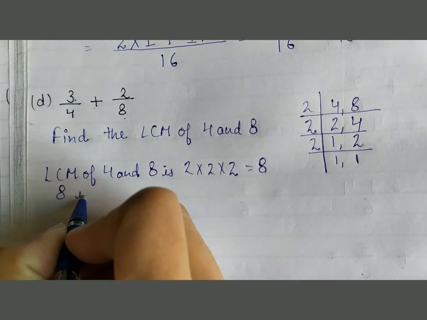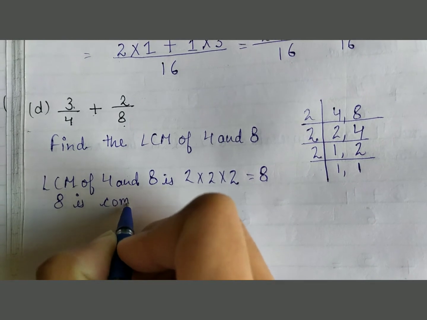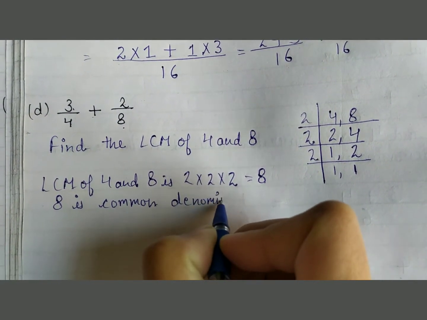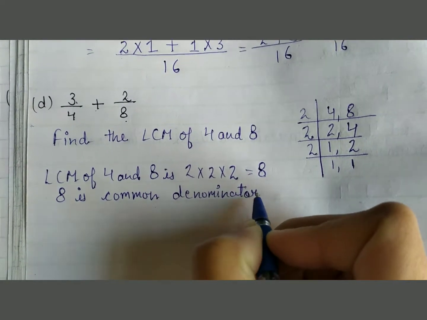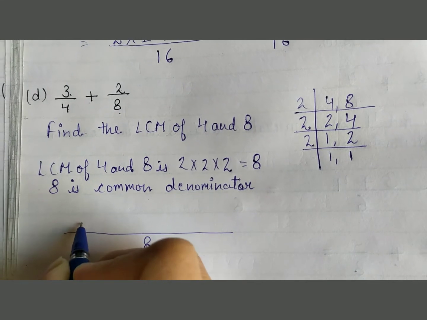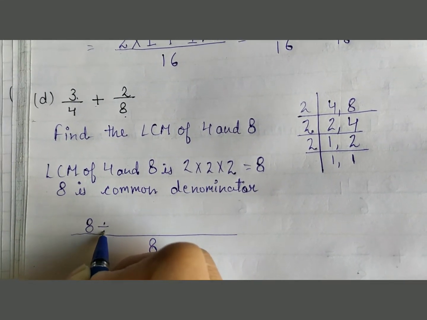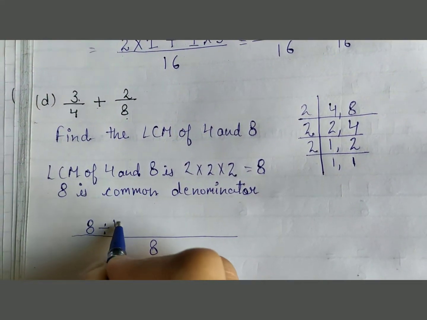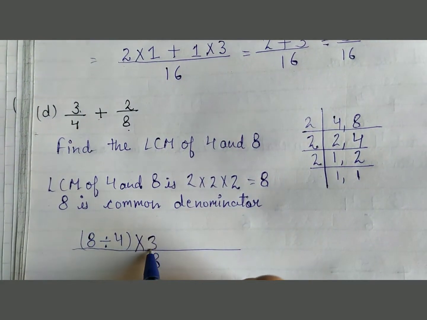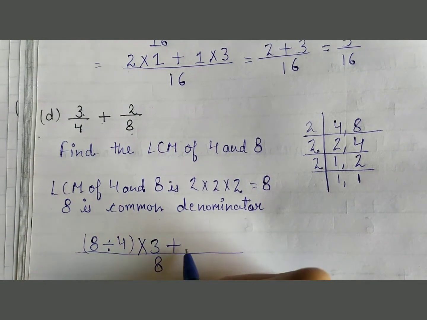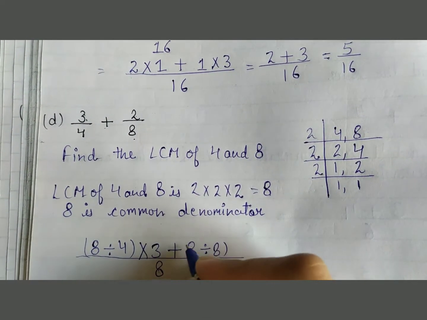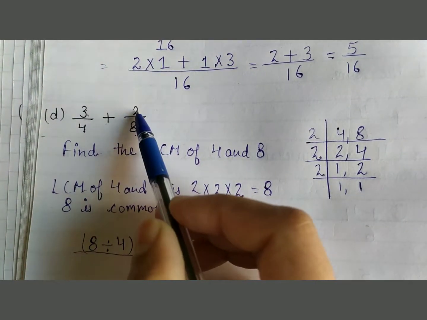Children, 8 is a common denominator. Write 8 as a denominator. Again write 8 divided by 4, multiply by 3, addition sign. Again write 8 divided by 8, multiply by 2.